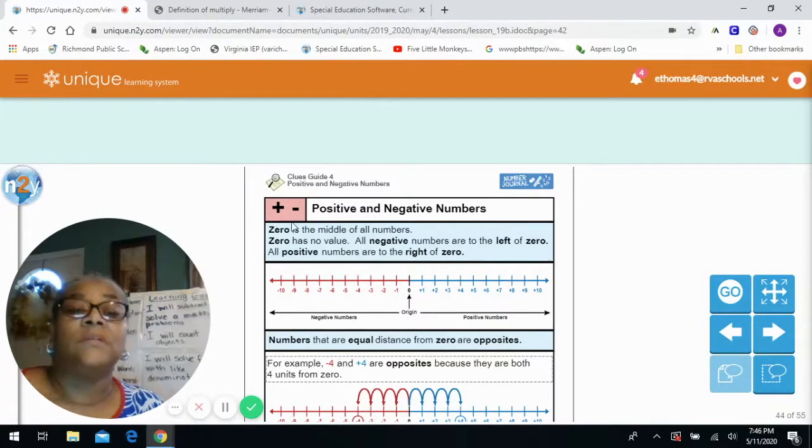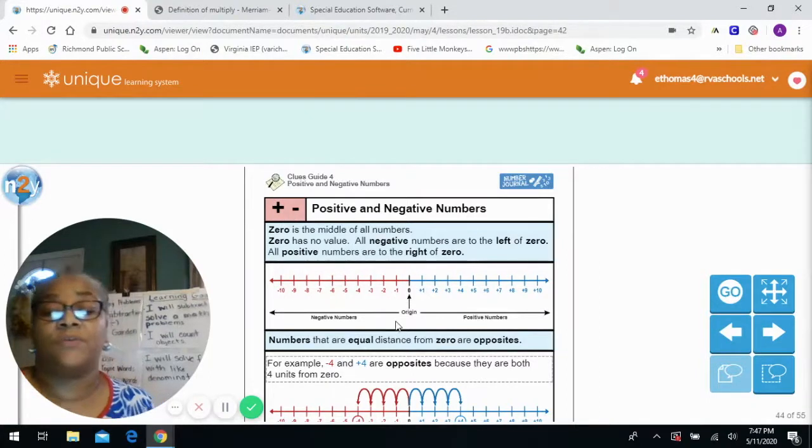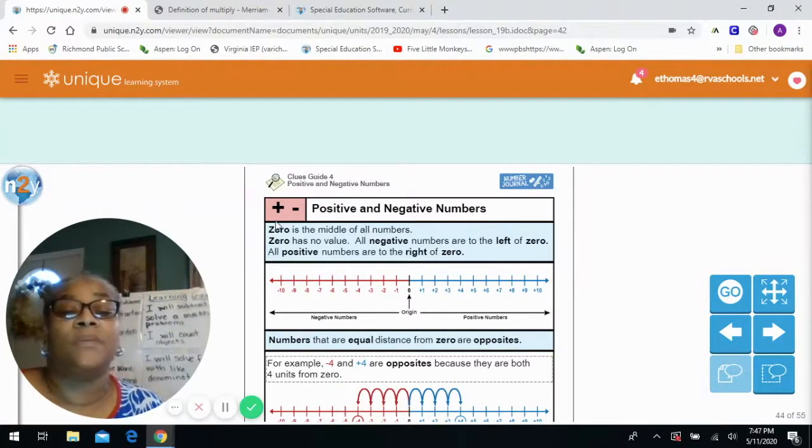Yes, it is addition and subtraction. Okay, well, we're going to learn some things about positive and negative, because then positive and subtraction in addition become just a little bit tricky. So 0 is the middle of all numbers. 0 has no value. All negative numbers are to the left of 0. All positive numbers are to the right of 0. See, all of these are negative and all of these are positive.